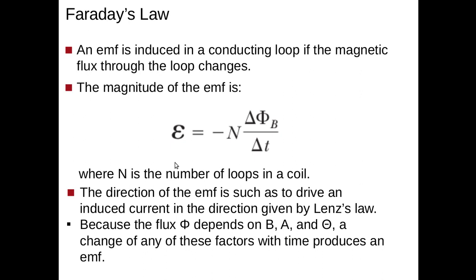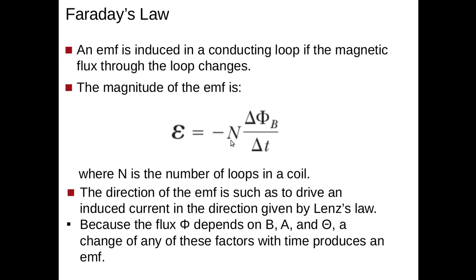The induced voltage is directly proportional to the changing magnetic flux through the loop or the coil. You remember this capital phi, that was the dot product between the loop's area vector and the magnetic field vector. So if there's a change in flux over time, there is an induced voltage in this loop or coil.